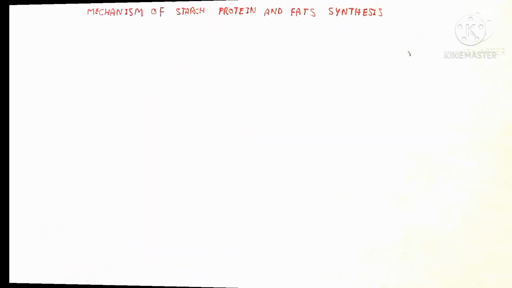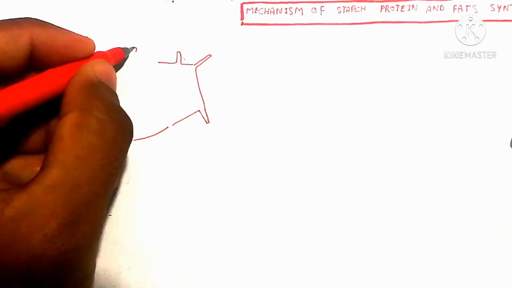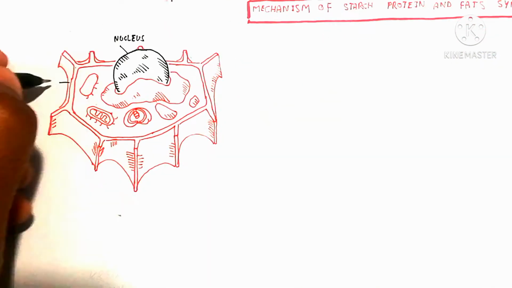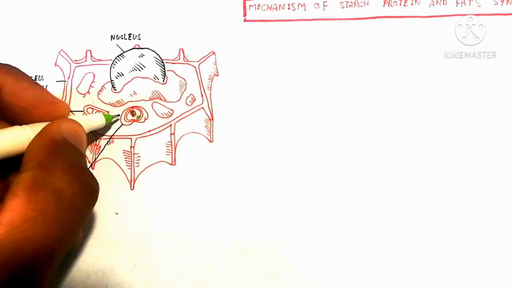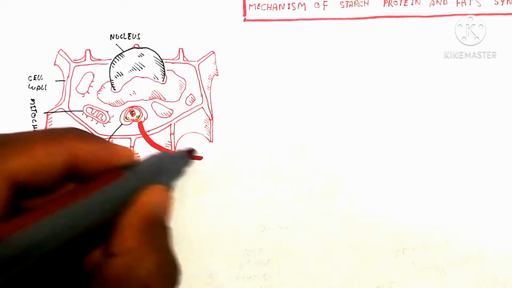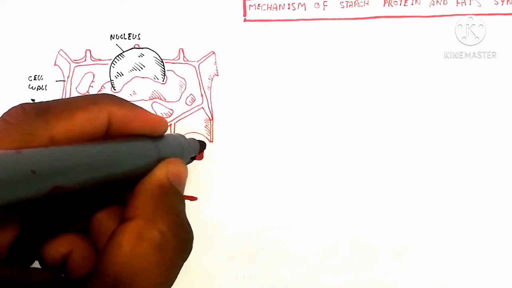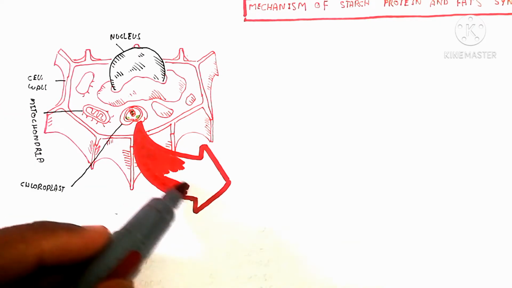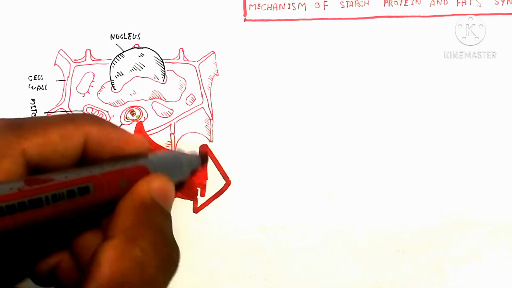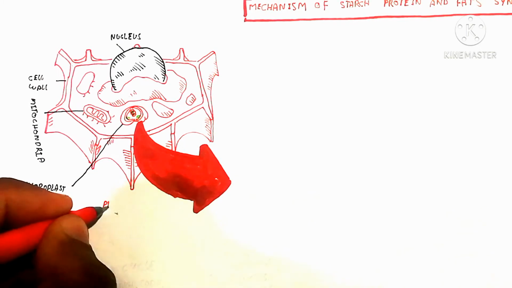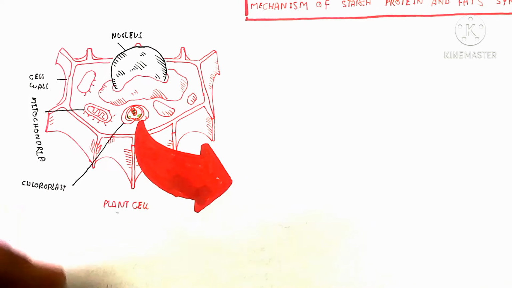So here we will talk about the mechanism of starch, protein and fat synthesis in the plant. How do we produce the starch, fat and protein in the sense of fruit, grains or something? Now we will discuss the whole story of the synthesis and their biochemistry. So this is the lesson about the biochemistry. Today we will discuss here.